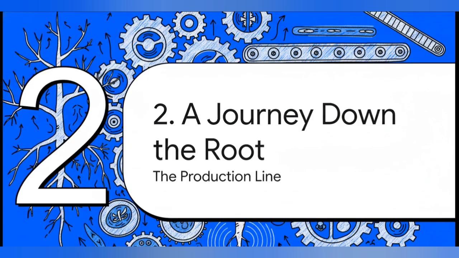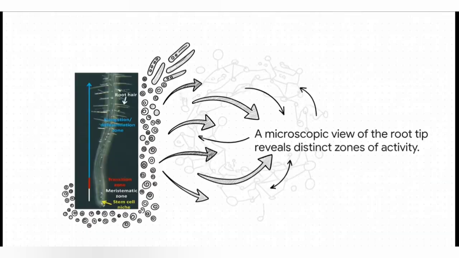All right, so let's zoom in on that construction site. We're taking a journey right down to the root tip to see how it's all organized. And trust me, it's a beautifully efficient production line. So if you could look really closely at a root tip, you'd see this whole journey unfolding. As you move away from the very end, the cells go through these distinct phases in really specific zones. Let's walk through the three main ones.